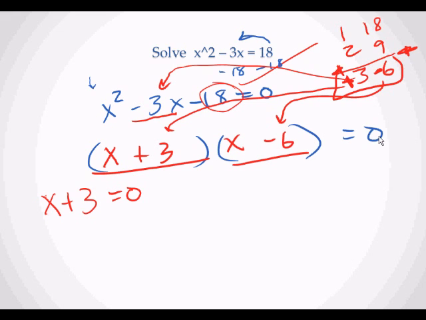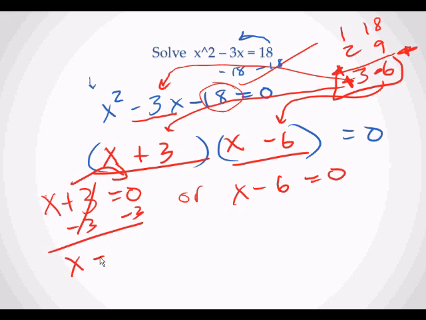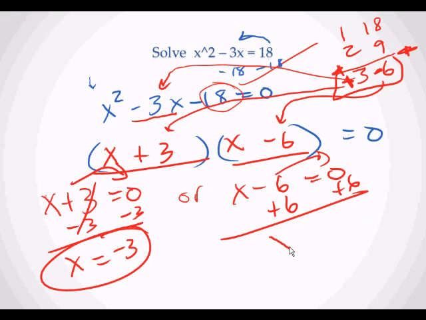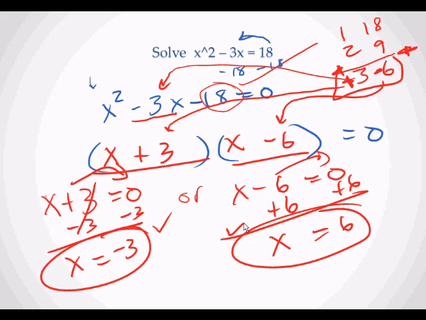I have x plus 3 equals 0. When you have two numbers multiplied together and the answer is 0, one of them has to equal 0. The x plus 3 has to equal 0, or the x minus 6 has to equal 0. Get the 3 to the other side: minus 3, minus 3. X equals -3. That's one answer. Get the 6 to the other side by doing the opposite: add 6, add 6. And this is the other answer. Okay, so here are my two answers, -3 and +6.